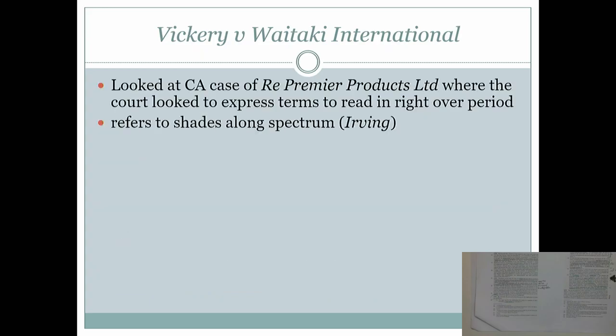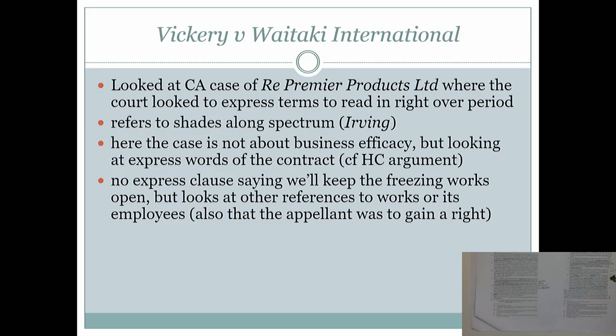Okay, so it looks at other cases, refers to Irving. The express clauses that were relevant was the fact that there were clearly references throughout the contract to the works, i.e. we're providing a cafeteria for the freezing works, or sometimes a reference to the freezing works employees. Furthermore, it was clear that the appellant was to gain a valuable right by having this 3-year term of cafeteria. It was clearly meant to be a valuable right. It can only be a valuable right if you've got someone to sell to.